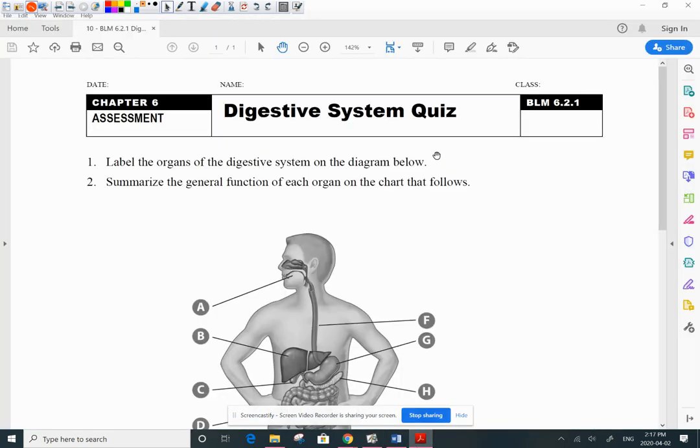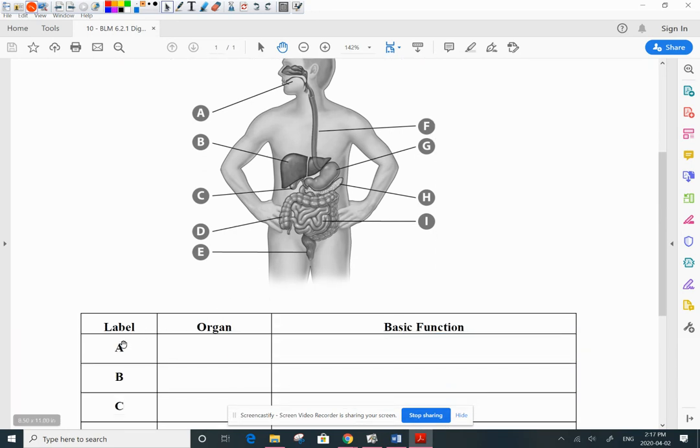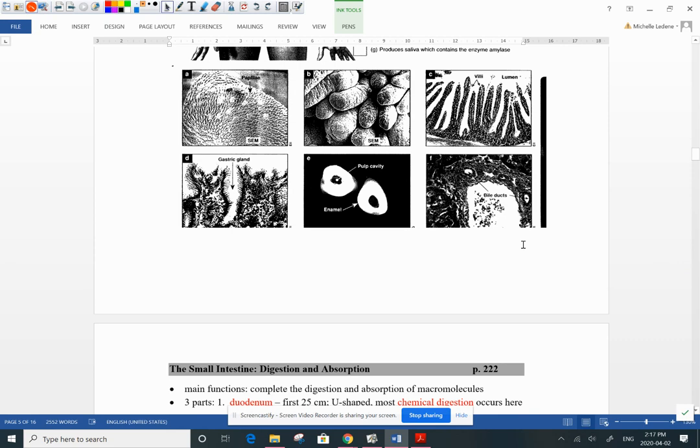So here's this digestive system quiz I'm talking about. Like I said, this is not a quiz. You're not handing it in for marks. It's just practice. So label, what is the organ, what is its function, its job, the thing that it does, its role. So you will have to complete that as part of your practice for this part of the unit.